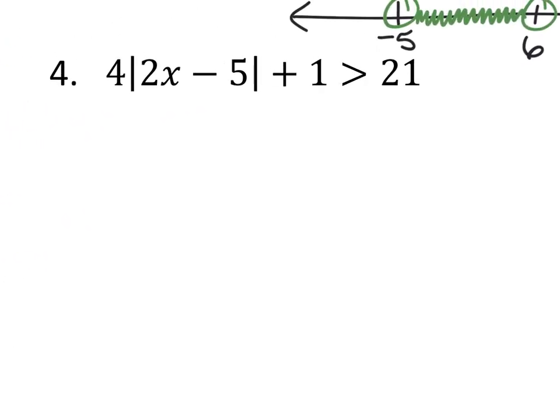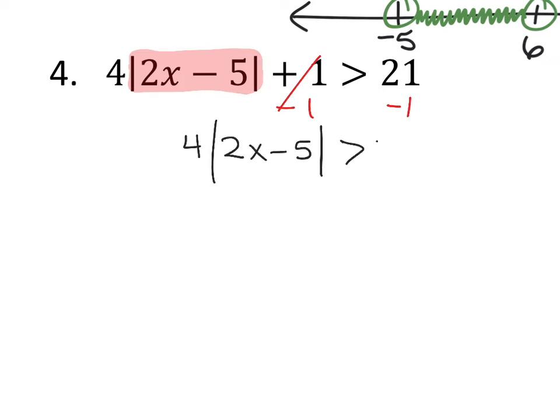Are the absolute value bars in number 4 isolated? No, super no, right? There's like a bunch of things happening on the outside that we need to take care of. Start with getting rid of the adding or subtracting always first. So how do I get rid of plus 1? Minus 1. Minus 1. Fabulous. This would end up being 4 absolute value 2x minus 5 greater than 20.